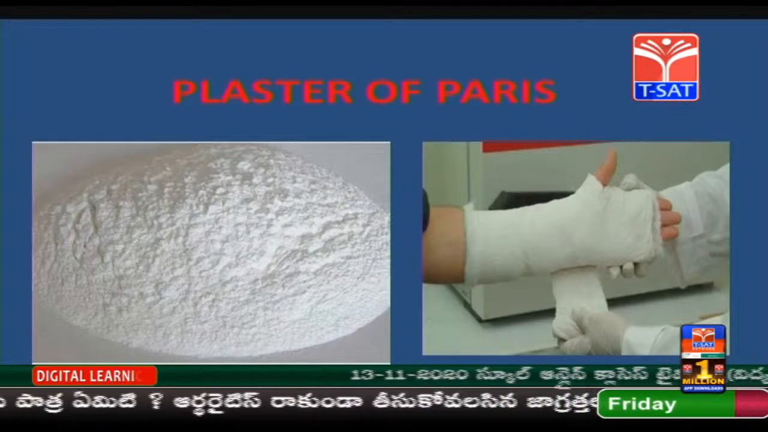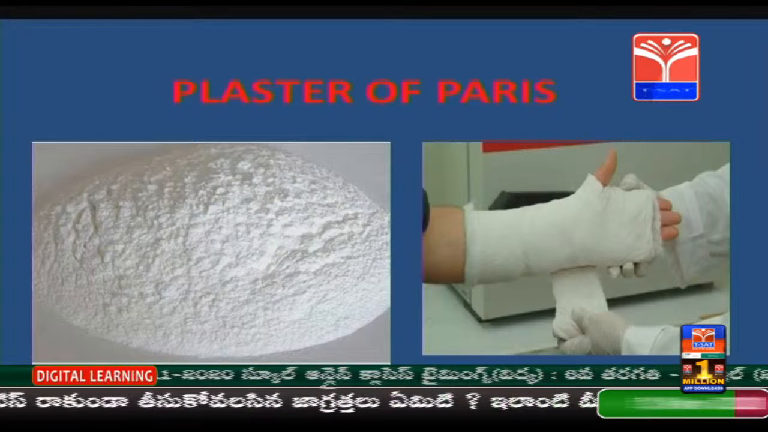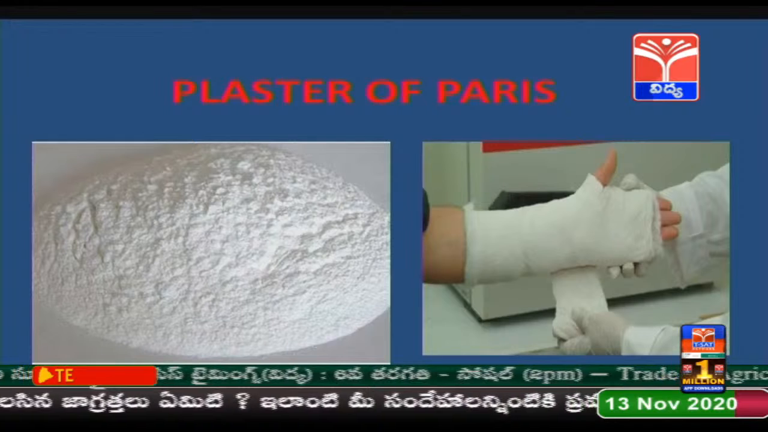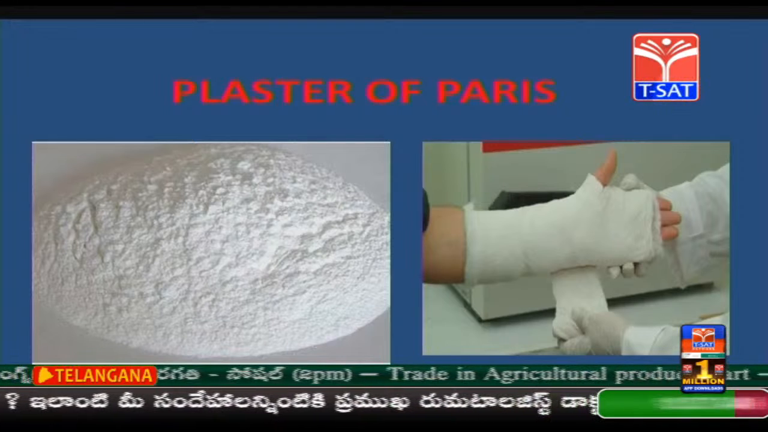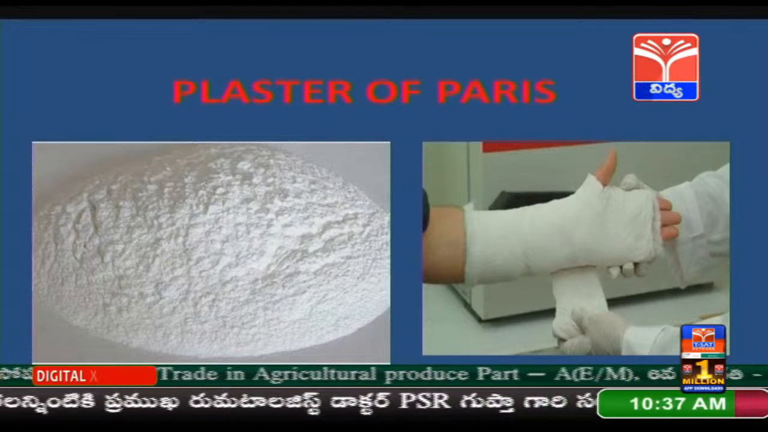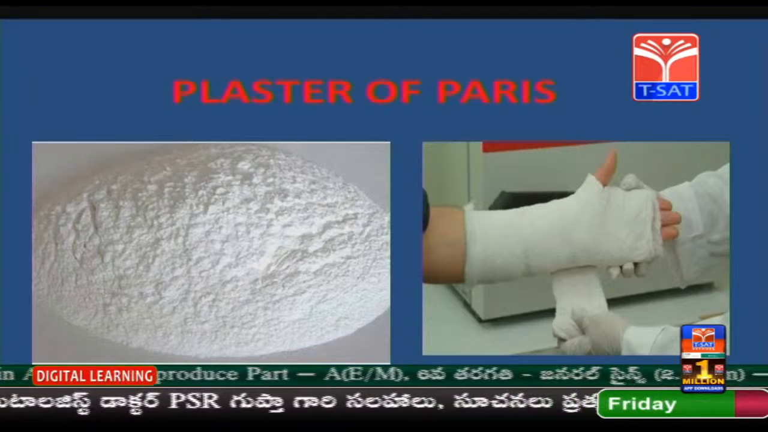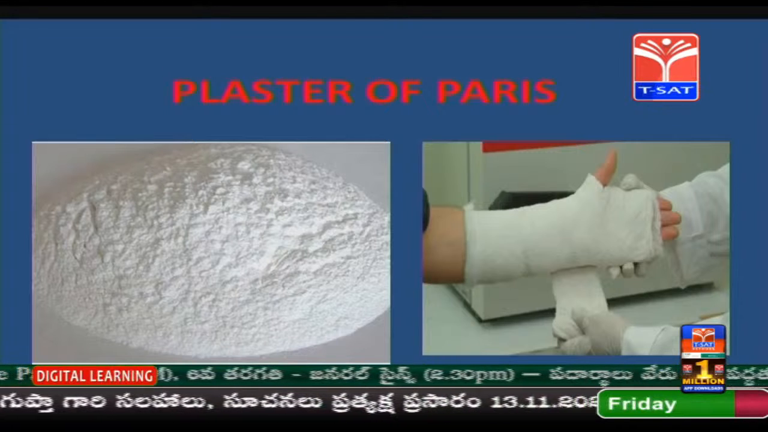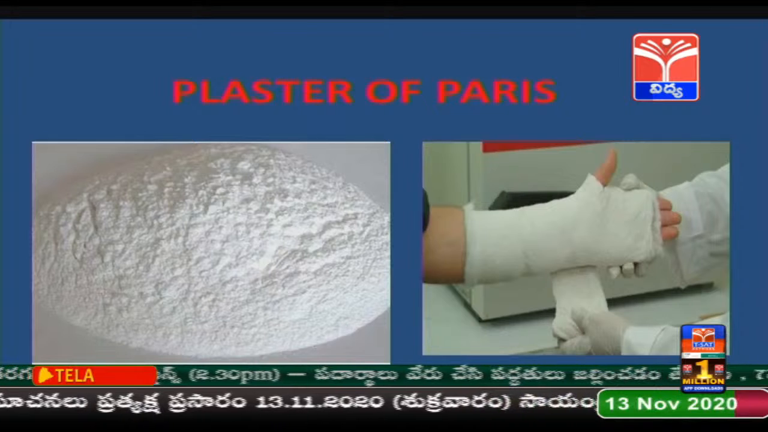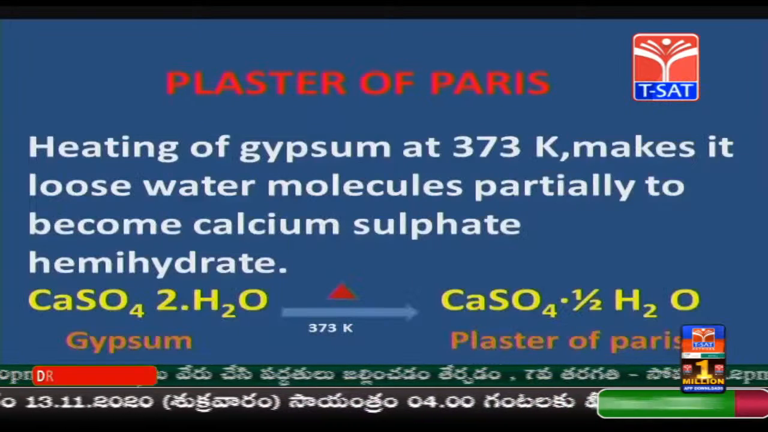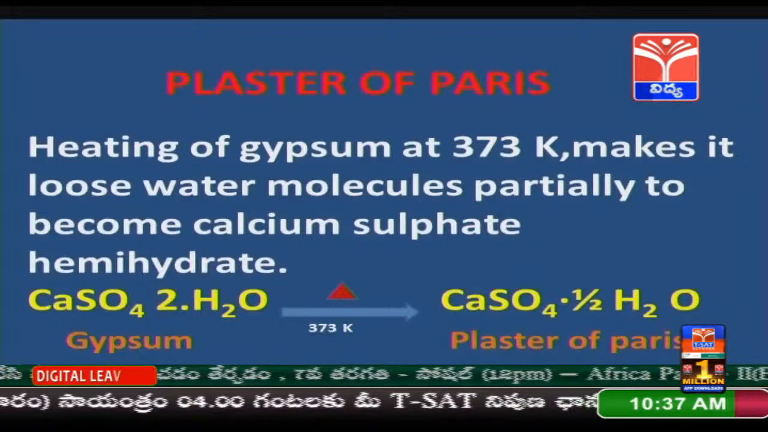Now, this means it is hard. Here it is the powder of plaster of Paris. Whenever it is added to water, it forms gypsum, a hard solid mass. Therefore, we cannot bend our hand, so that our bones will set right. Plaster of Paris. How do we prepare this plaster of Paris in our lab?